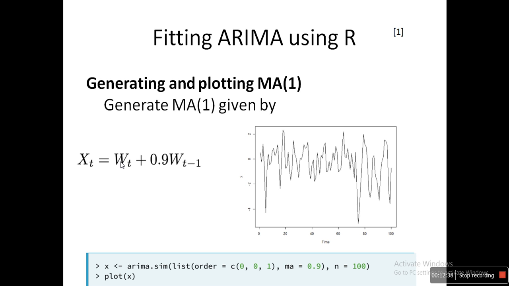There is no X term and only the white noise term. That is how we represent it, as we have seen in the previous slides: Wt plus theta of Wt minus 1. Here theta is given as 0.9, so Wt plus 0.9 into Wt minus 1. If you plot x after this simulation of the data, it looks like this.